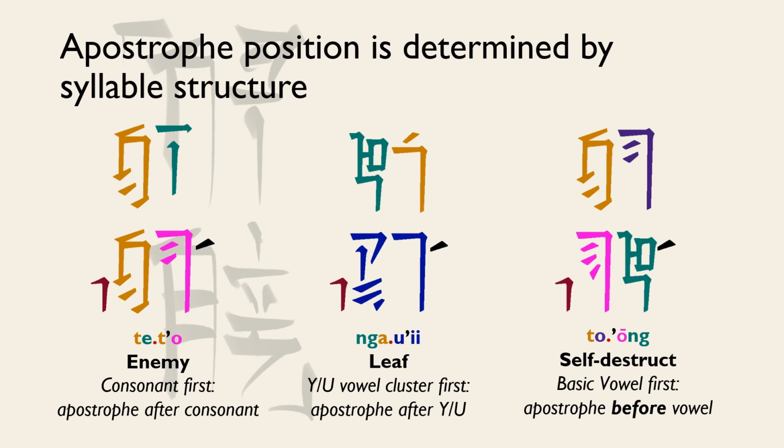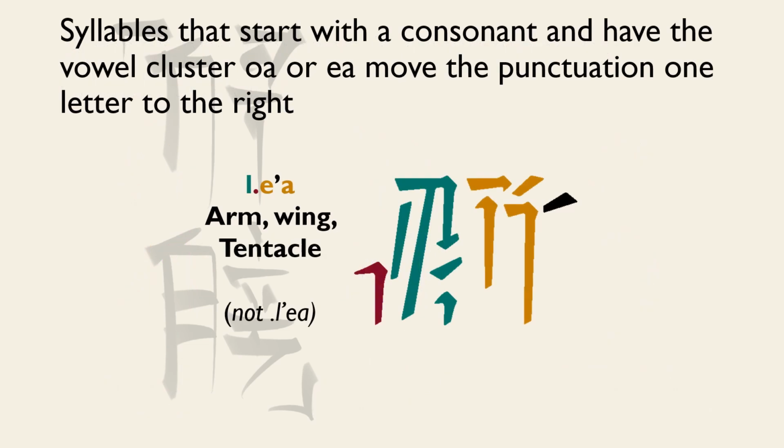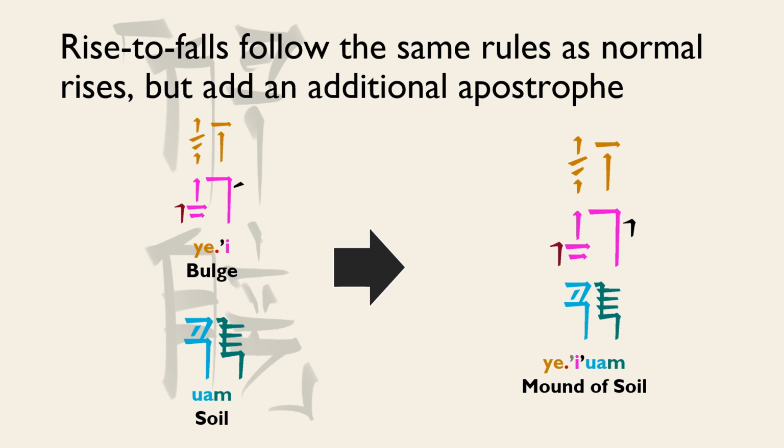A fairly consistent exception to this rule is any syllable which starts with a consonant and uses the vowel clusters oa or ea. In these, the punctuation is one step further into the word than when you expect. A rise to fall essentially follows those same rules as a normal rise, but will have an additional apostrophe, usually at the very end of the syllable.